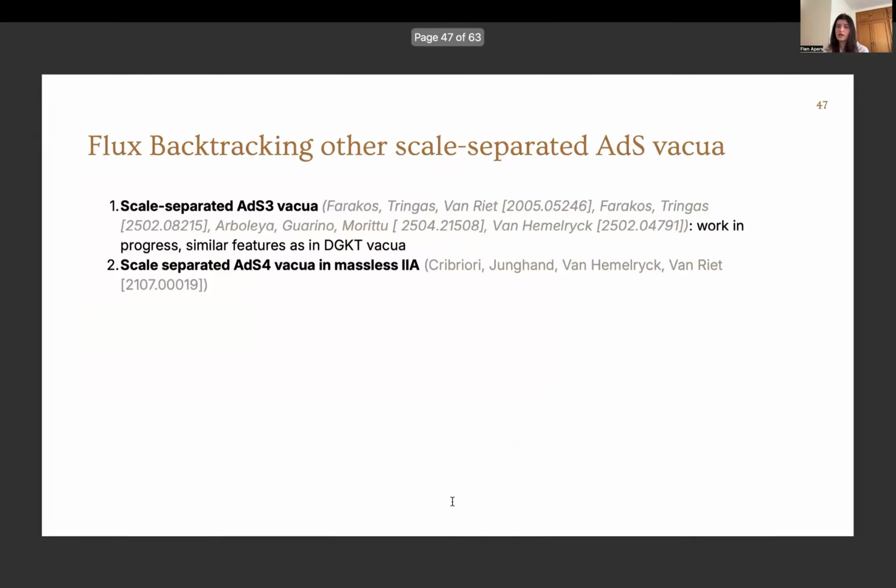We can also apply it to other scale-separated AdS vacua. For example, very recently there have been these scale-separated AdS3 constructions, which are similar in spirit to the DGKT vacua. We can apply flux backreaction in a similar way there. There are multiple groups working on it at the moment. Or there are these scale-separated AdS4 vacua, which are related to the DGKT ones by some T-dualities in massless type 2A. So there's no Romans mass, and there we can, in a very similar way, apply the flux backreaction procedure.